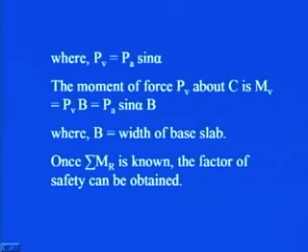So, this moment due to this PV force will be equal to PV into B, which will result into PA sin alpha into B, where B is the width of the base slab. So, once this summation of MR is known, using the expression for factor of safety, you can evaluate the same. Factor of safety, how can you do that?